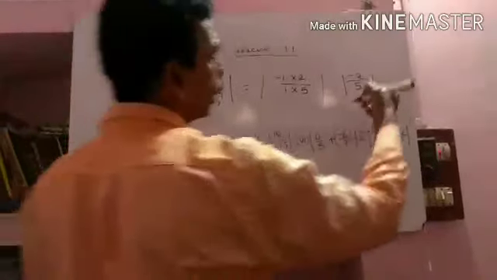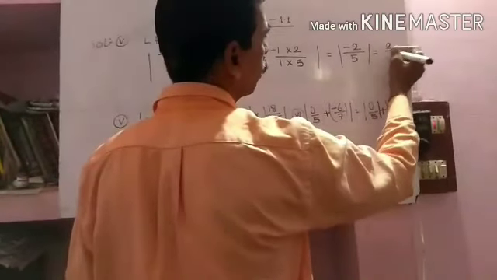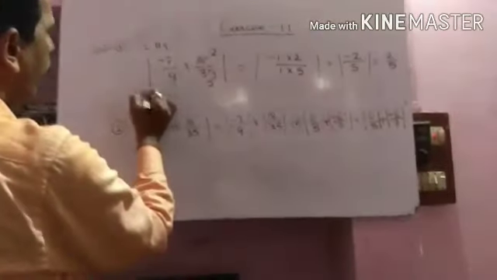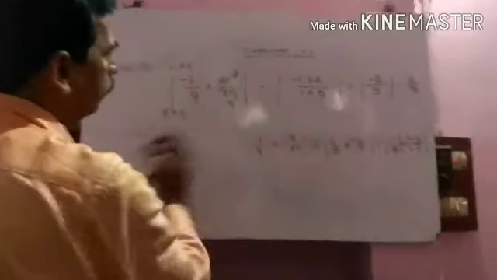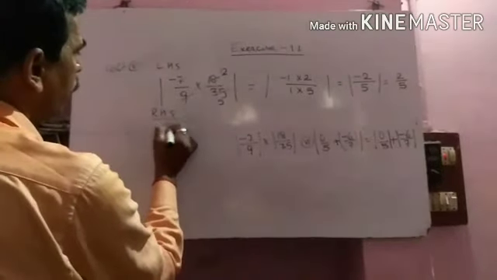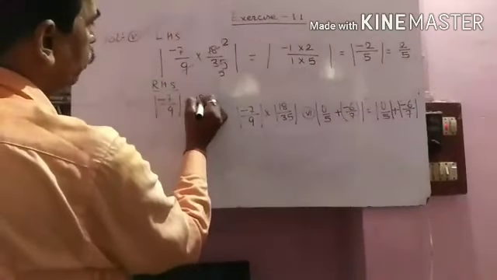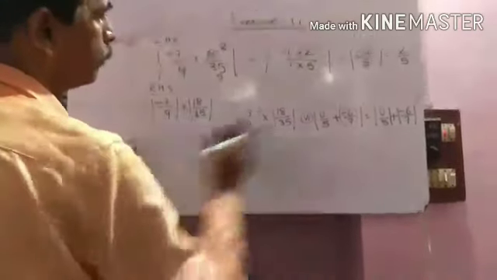So the absolute value of any negative number is the negative of the negative number, or finally you can say that the absolute value of any number will only be positive. So it is 2 by 5. Is it? Okay. And RHS. We have RHS like minus 7 by 9 into 18 by 35.